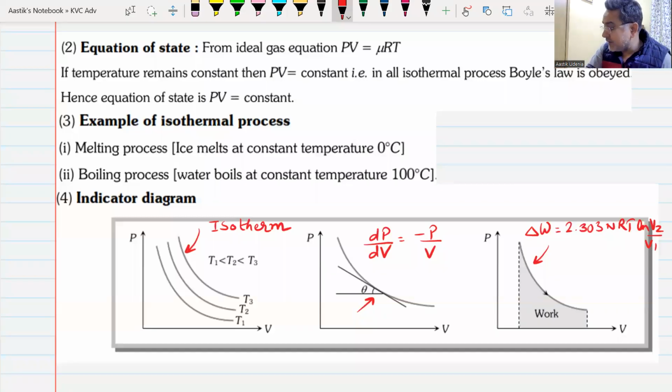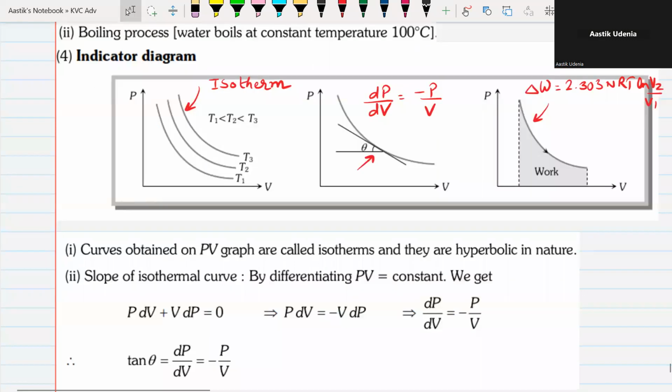You've seen these PV graphs? We have seen these PV graphs and we have seen the slope of this graph. You must understand that these graphs are hyperbolic in nature. Rectangular hyperbola. We know this. Yes, sir. These are rectangular hyperbola graphs. I have already told you that the slope of this graph at different points is different, and at any point the slope is minus P by V. Yes or no? Yes, sir.